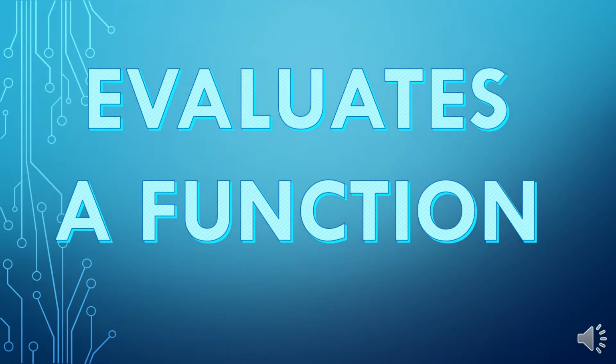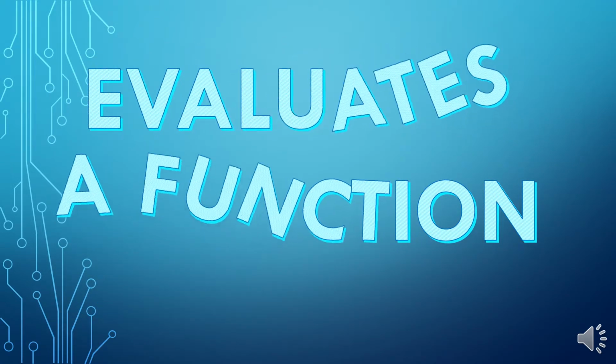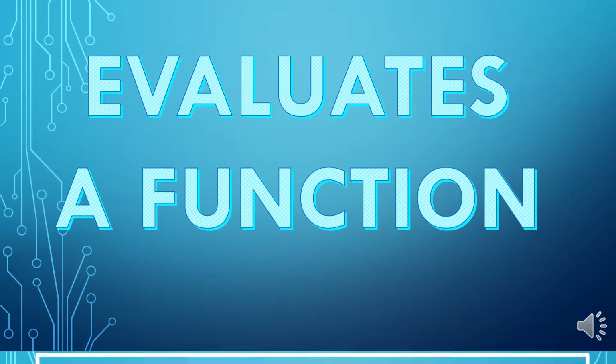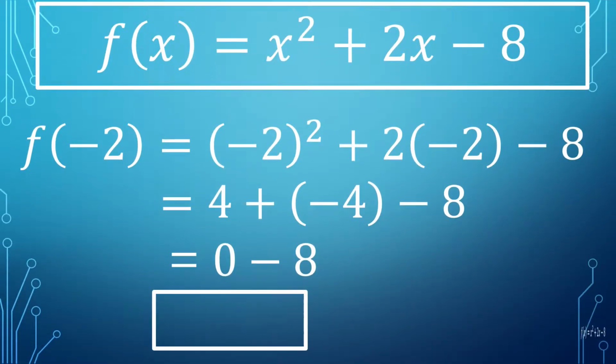Today, we shall talk about how to evaluate a function. f of x is equal to x squared plus 2x minus 8. The first thing we need to do is substitute the value of x, which is negative 2. f of negative 2 is equal to negative 2 to the power of 2 plus 2 times negative 2 minus 8.